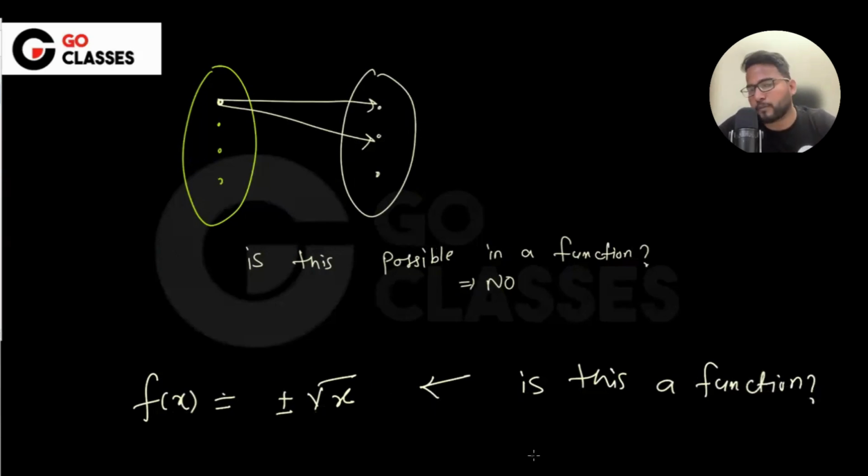See, plus minus square root of x is not a function. I mean, it is plus 2 or minus 2. If it is not fixed, then it is not a function, right? Because these are the two values for every x. So these kinds of things are not even functions. Now, what is a one-to-one function?